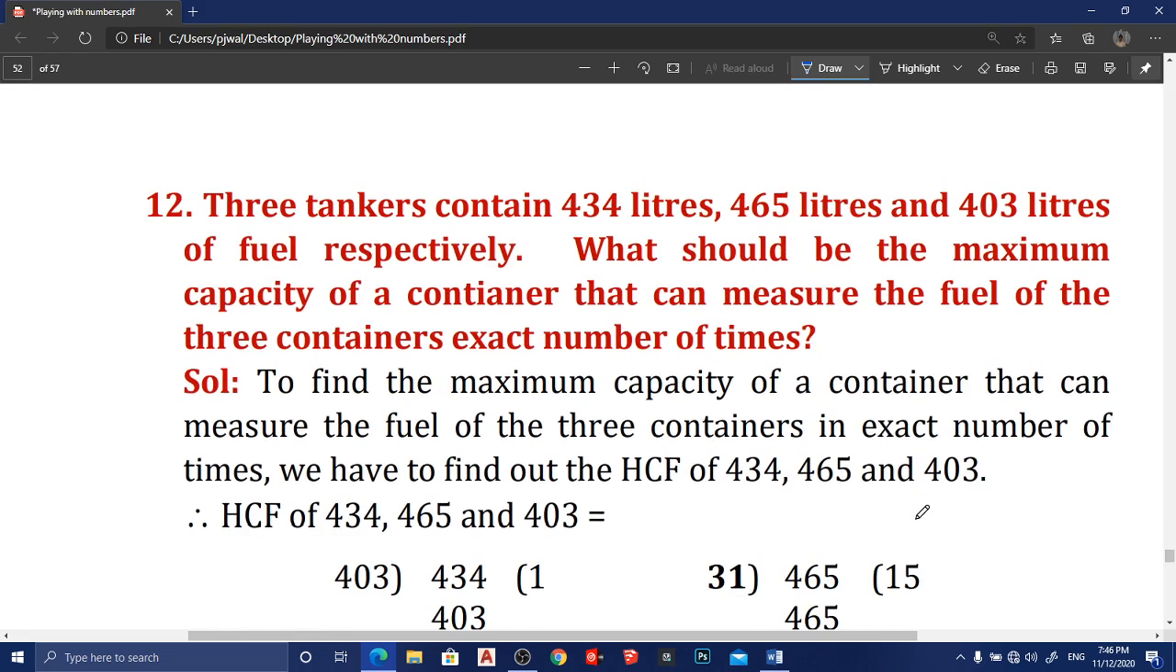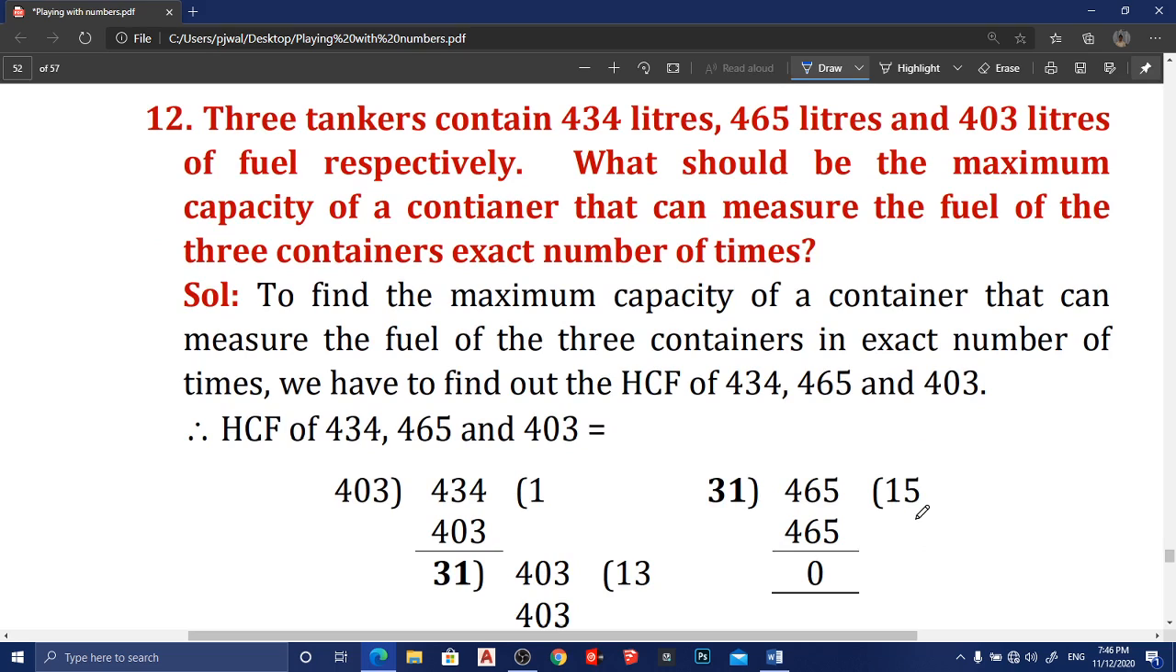Next, 3 tankers contain 434 liters, 465 liters and 403 liters of fuel respectively. In one tanker 434 liters of fuel is there, in another one 465 liters is there, and in another one 403 liters of fuel is there.